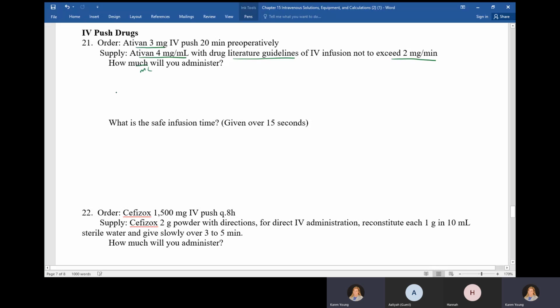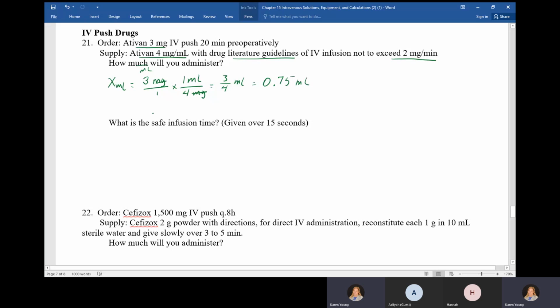So this is what we were doing in chapters 10 and 11. I want to know the number of milliliters. So my doctor's order of 3 milligrams over 1 times my supply, which is 1 milliliter over 4 milligrams. My milligrams cancel. I'm left with 3/4 of a milliliter, which is 0.75 milliliters. So that's how much you're going to have in your syringe. So that's how much you're going to use.